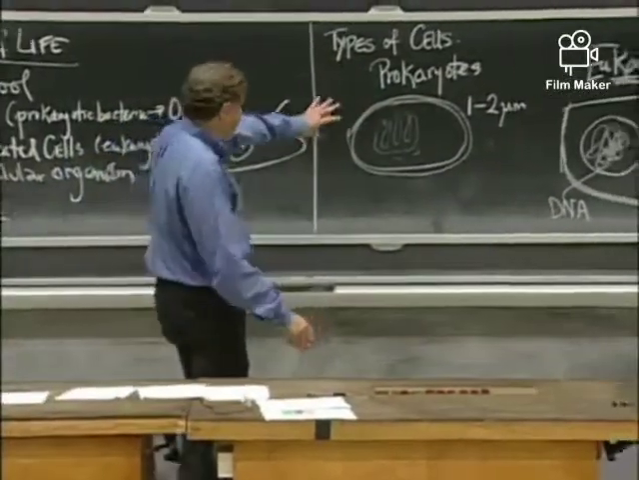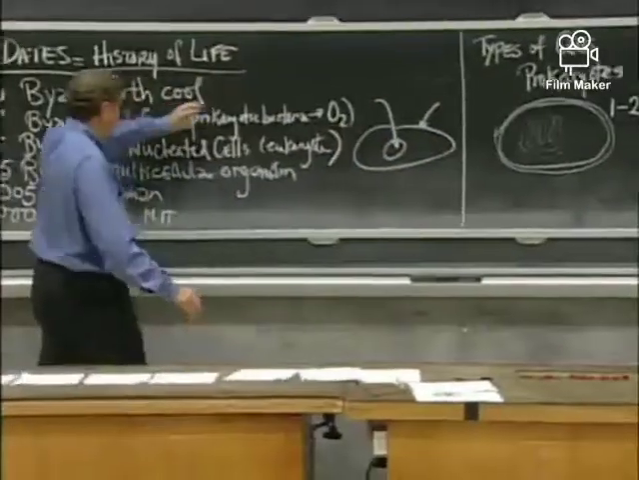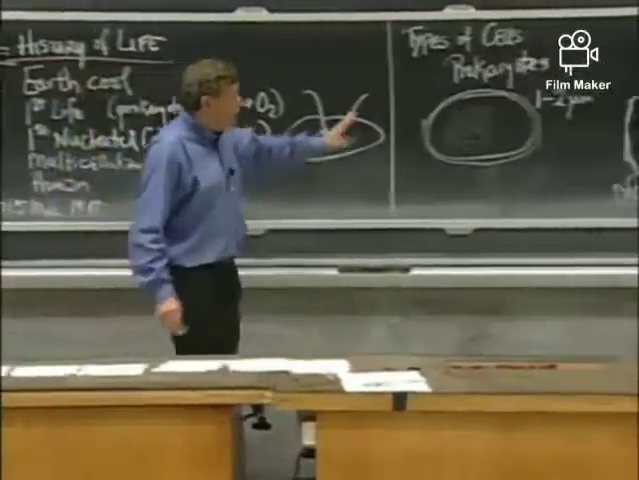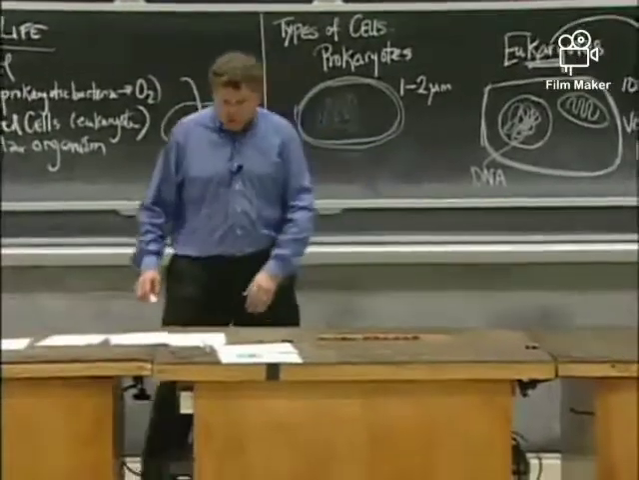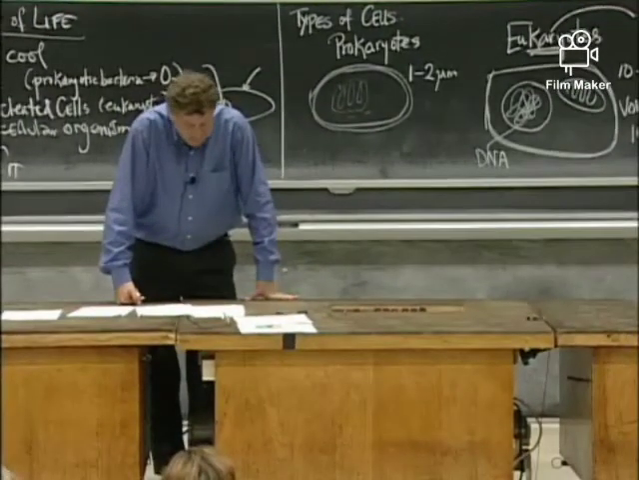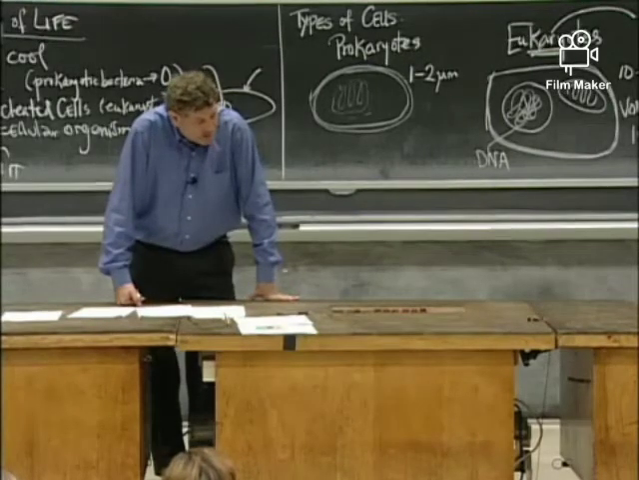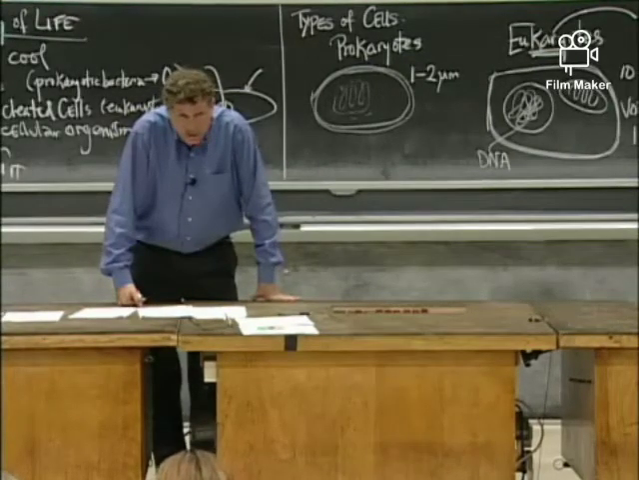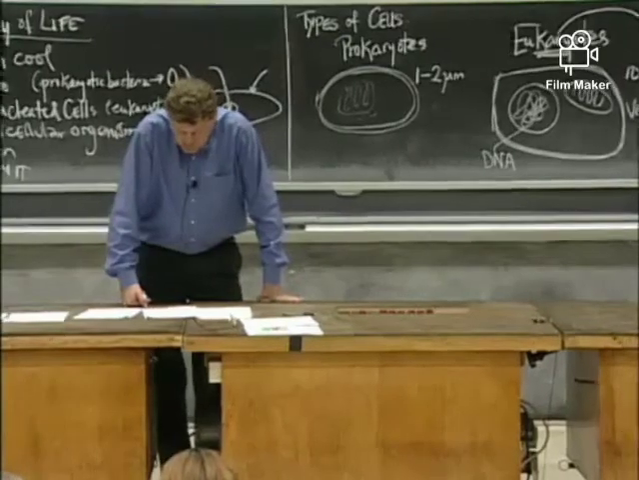Now, remember, these are the guys who are early. These come along later, and there are important differences that we'll talk about in eukaryotic and prokaryotic cells. You're a eukaryote. All animals, all plants, eukaryotes, fungi, such as yeast, etc.